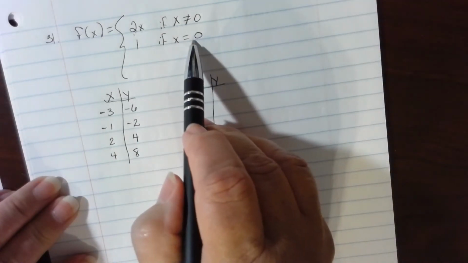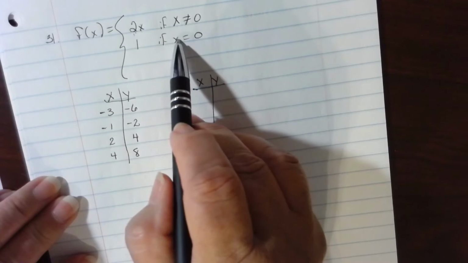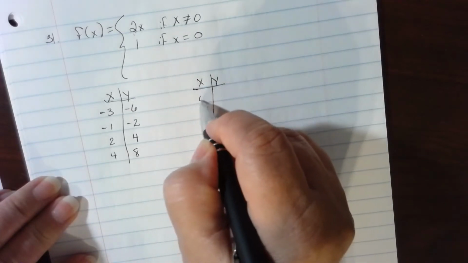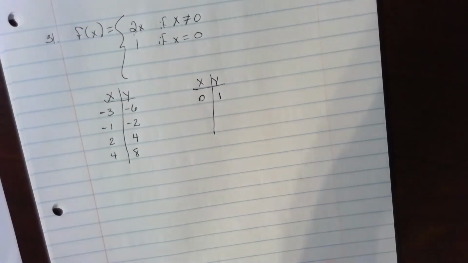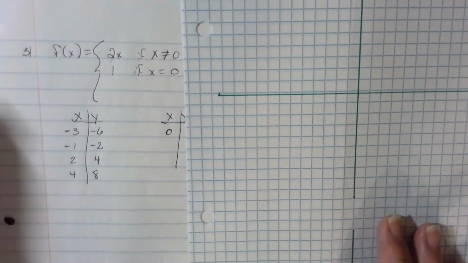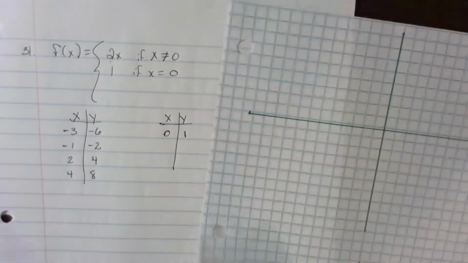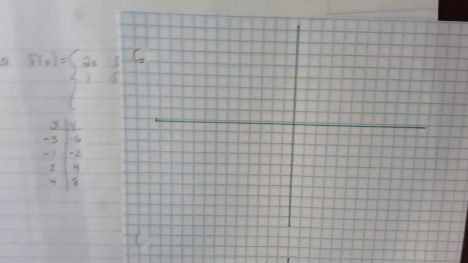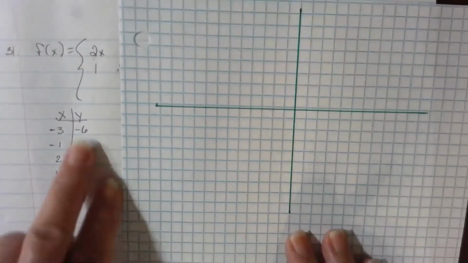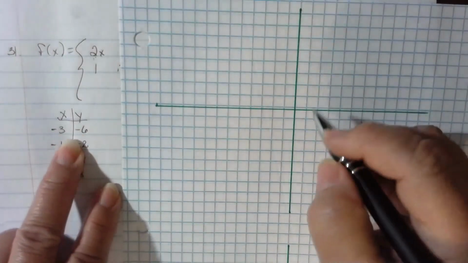This one says I only have one value I can use. When x is 0, y is 1. That's it. That has 1 point. Alright, so now let's see how we put this stuff on a graph. Let's see if I can get all this going on here at the same time. There we go. So I'm going to plot these points.